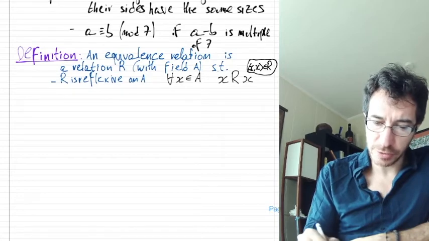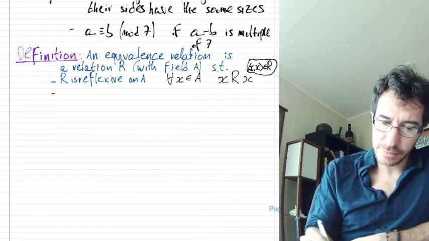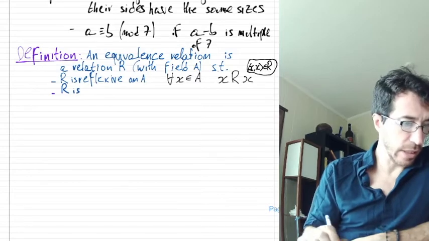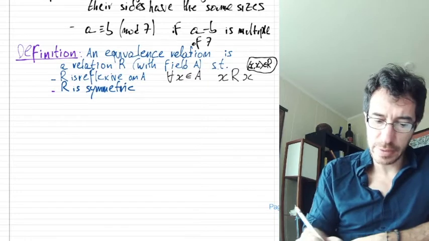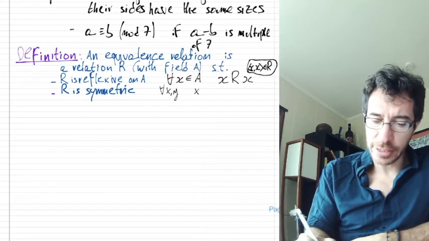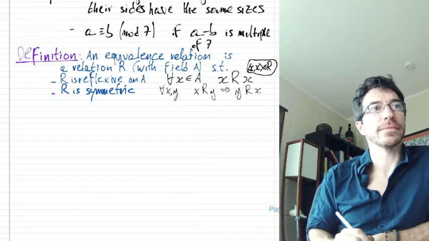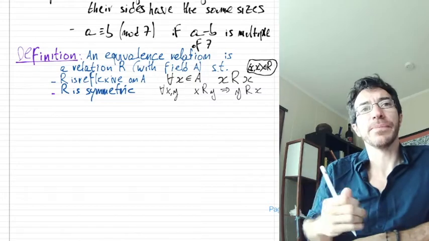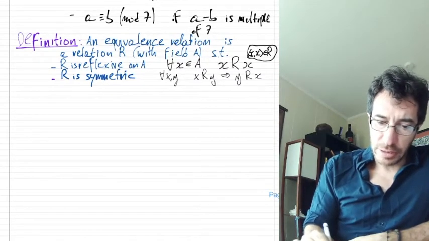What else do we want from the relation? We want that R is symmetric. So that means that for every x, y, if x is related to y, then y is related to x. Okay, so it's symmetric. If I'm related to you, you're related to me. So, symmetric.